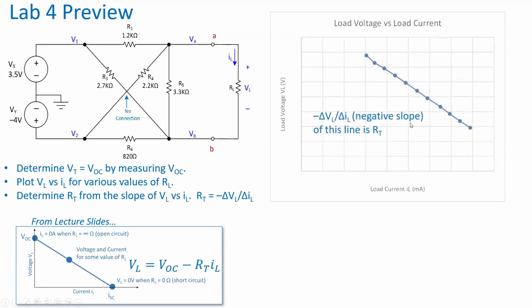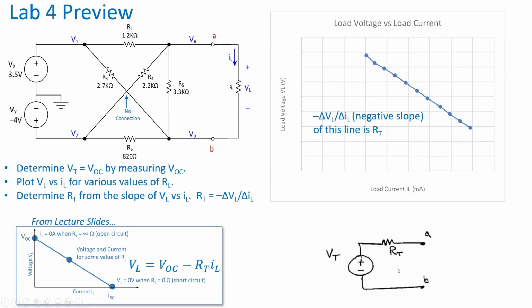So you're going to get something like this. These are my measurements with the numbers on the axes removed. This is VL versus IL. You get a pretty nice straight line there. And if you calculate the slope, that's negative RT.